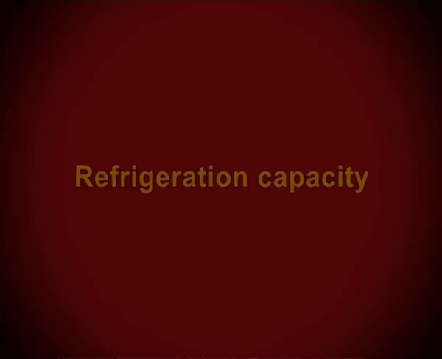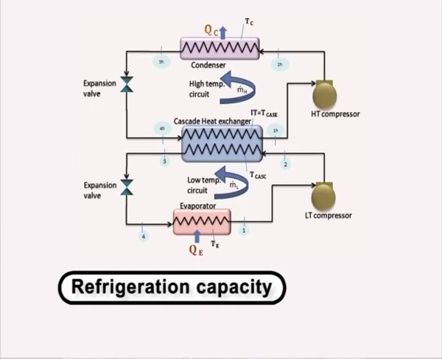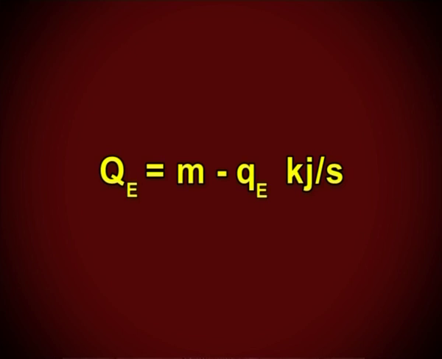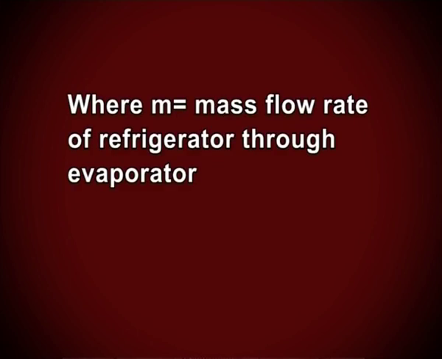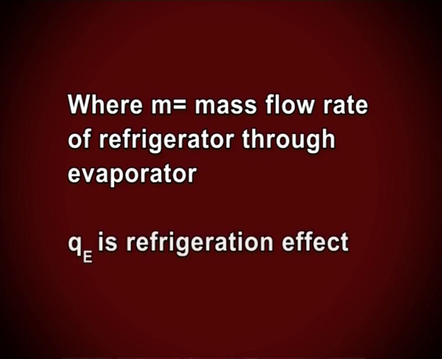In addition to the latent heat of vaporization, it may include any heat of superheat absorbed in the evaporator. Refrigeration capacity. The rate at which the system will absorb heat from the refrigerated space or substance is known as refrigerating capacity. It is represented as Q_E equals m times q_E kJ/s, where m equals mass flow rate of refrigerant through the evaporator and q_E is refrigeration effect.